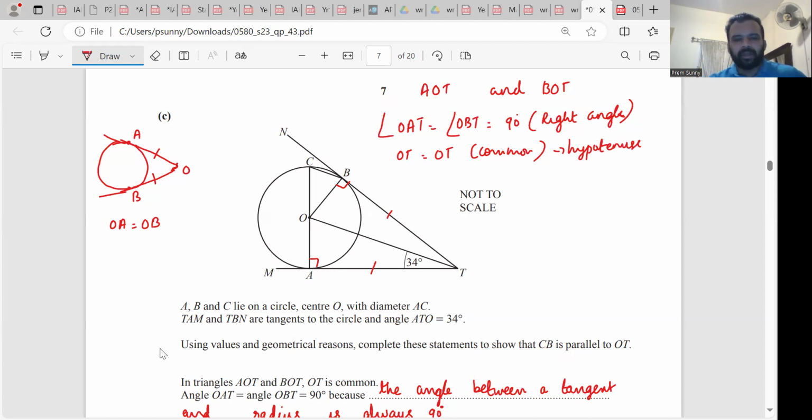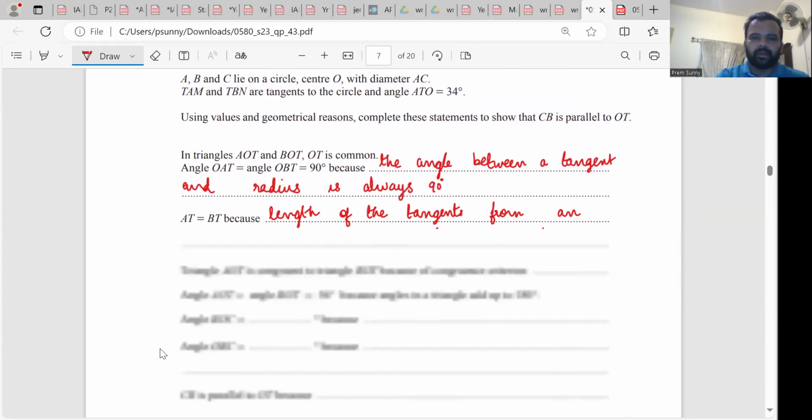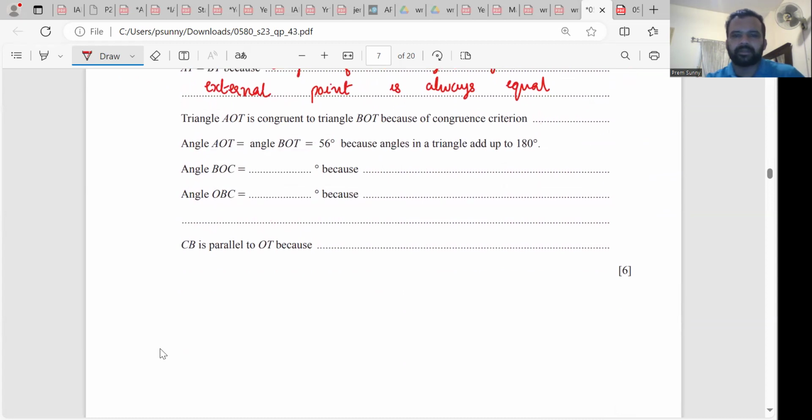And we already know that AT is equal to BT because they both are the length of the tangent. So AT is equal to BT, side. So right angle hypotenuse side. So I proved that triangle AOT and triangle BOT are both congruent using RHS. So we can go here and write down the answer as RHS.